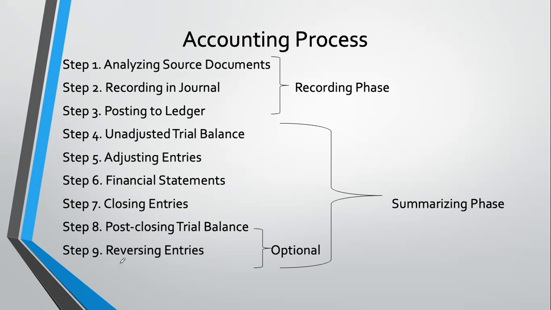As you have noticed, there are 2 phases under the accounting process: the recording phase and the summarizing phase. The recording phase is step 1 to step 3: analyzing source documents, recording in journal, and posting to the ledger. Step 4 to step 9 is the summarizing phase. Among all the steps, step 8 and step 9 are optional. Therefore, you're not required to do them. Step 1 to step 7 are required steps. You need to follow the steps before you can create the output of the report.